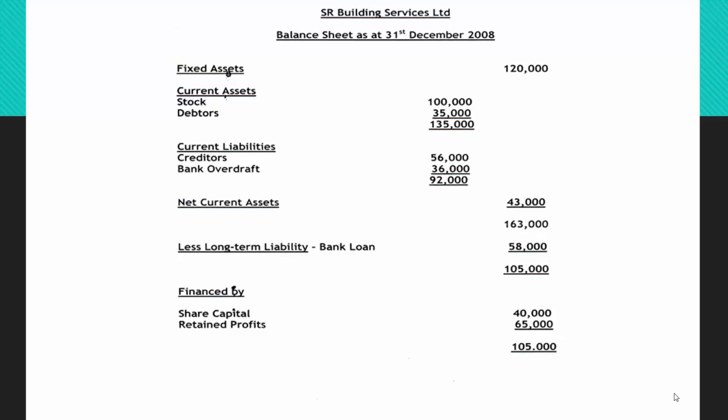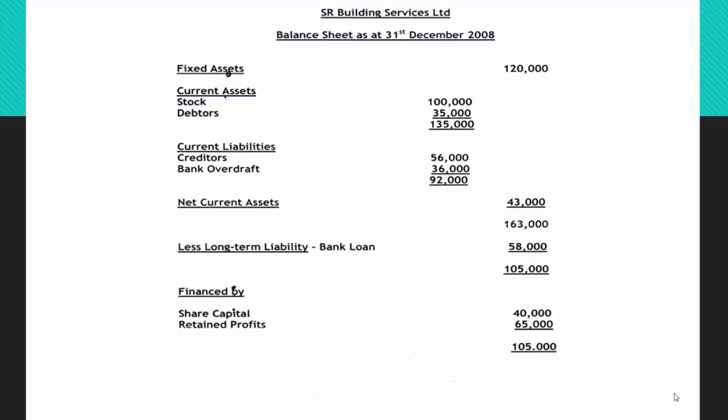If we have a look at the actual example that you're going to have to work on here, we can see fixed assets at the top for his building firm of 120,000. So you might want to comment on what fixed assets are. You might want to comment on, for a building firm, what could his fixed assets be? What do we think he owns £120,000 of, or his business owns £120,000 of?